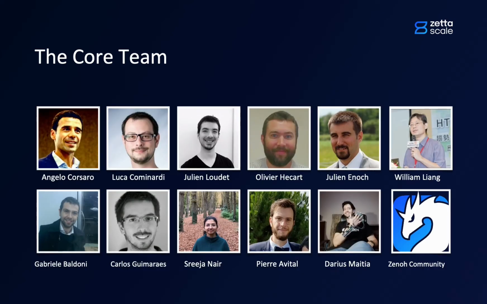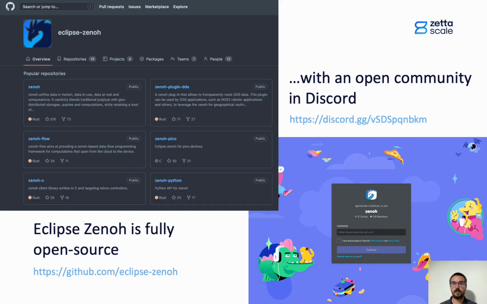This is the core team behind the development of Zenoh, not only in terms of implementation, but also in terms of innovation. Most of the team is based in France, in Paris, with some members also in Taiwan. And because we care about our community, to which we tend to listen and get feedback from, we also consider that the Zenoh community is part of our team.